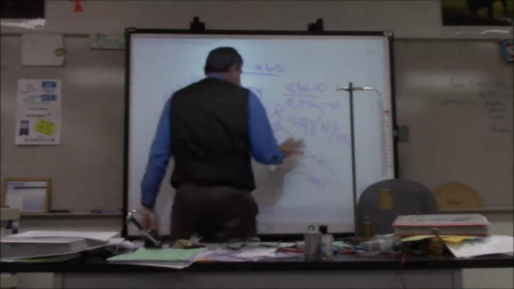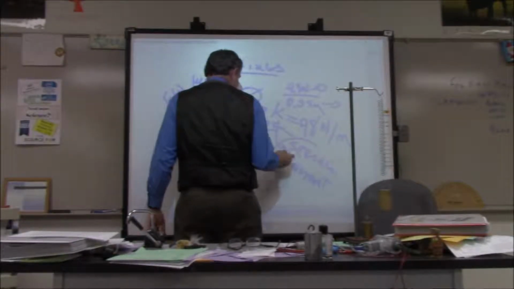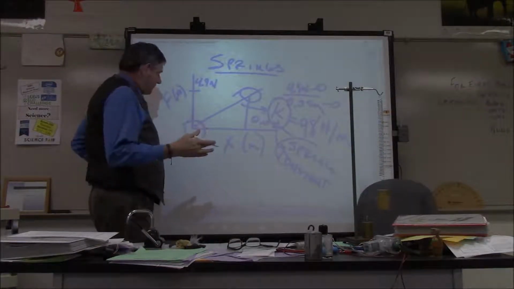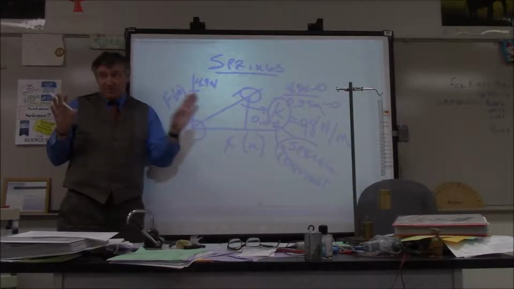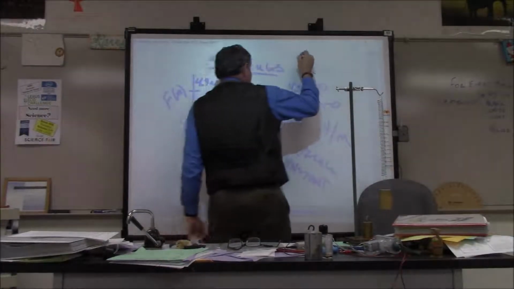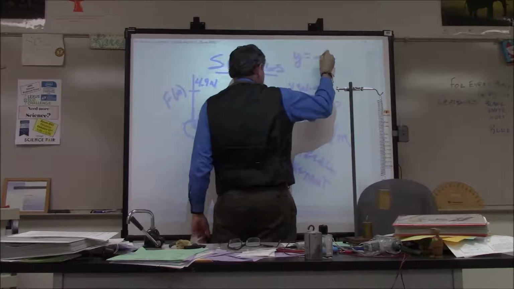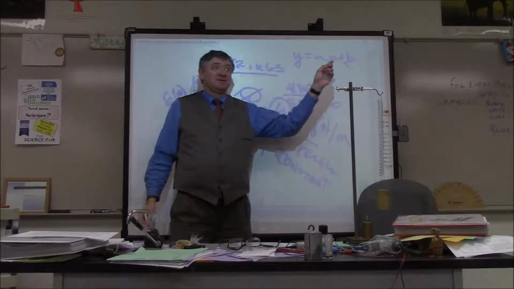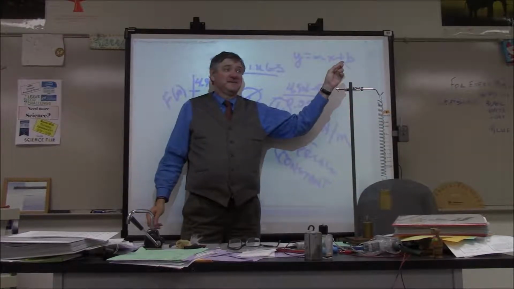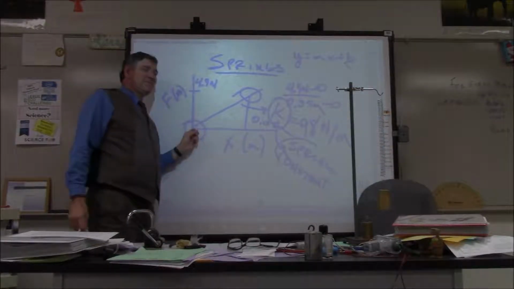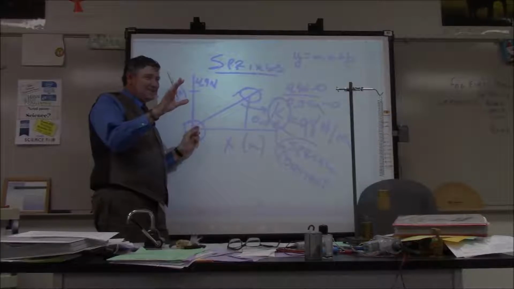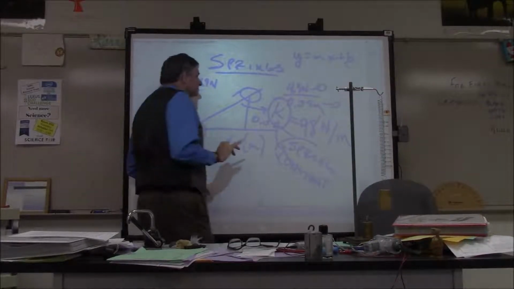Okay, so here's my spring constant, lowercase k: 98 newtons per meter. So this is a linear relationship, which means we can write this as y equals mx plus b. Now, Felix, what's my y-intercept? 0. If anyone should know the answer, it's you. 0, okay?